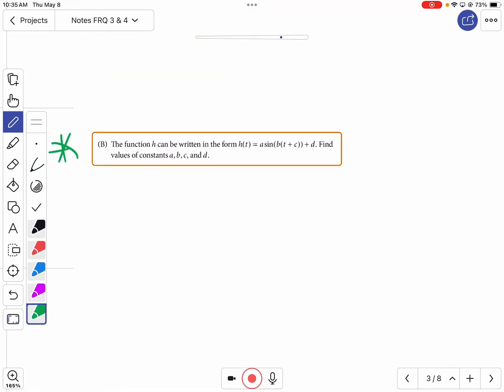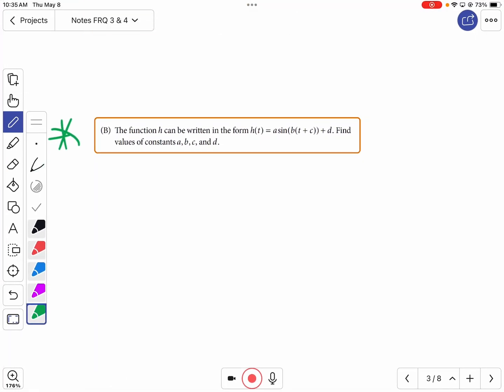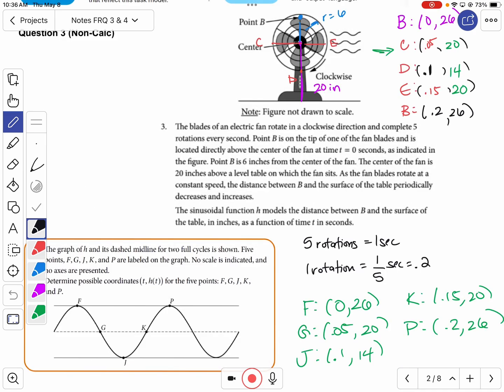All right. It wants me to write an equation. So we need an A, we need a B, we need a C, and we need a D. And I do it like that because I know now that A and D go together. A is my amplitude, D is my midline. So if we go back and look over here at these points, if I go 26 and the midline is here at 20, what's my amplitude? It's 6. So we can get that just from looking at it.